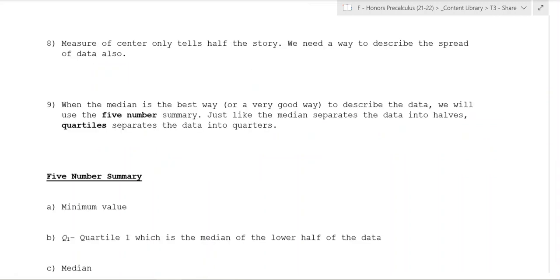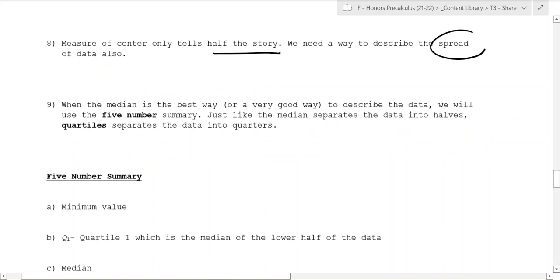So measure of center only tells half the story. That's mean, median, and mode. We need to describe the spread of the data. When the median is the best way or a very good way to describe the data, we'll use the 5-number summary. So just like the median separates the data into halves, quartiles separate it into quarters.